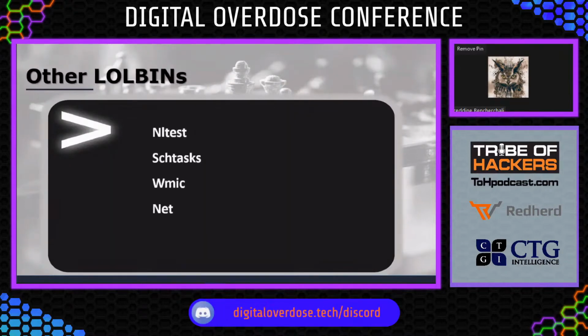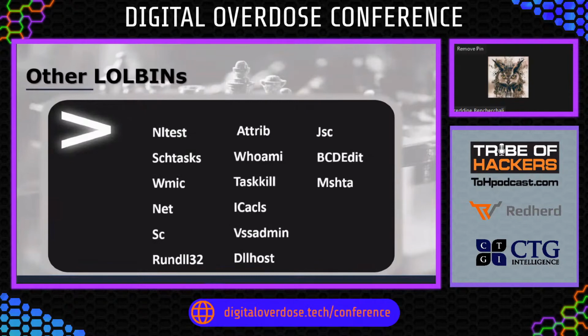So we've only taken a look at a couple of living off the land binaries, but there are so many more. For example, we didn't look at attrib, taskkill, icacls, VSSAdmin, etc. I highly invite you to take a look at the other tools and how they are being used on my blog, where I detailed everything.